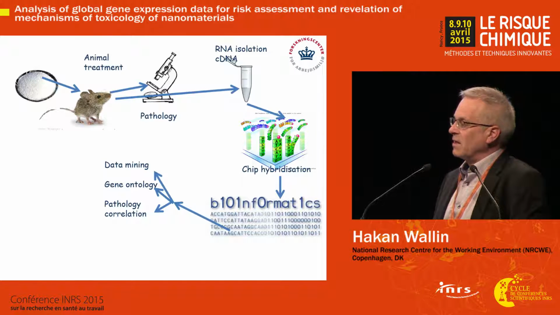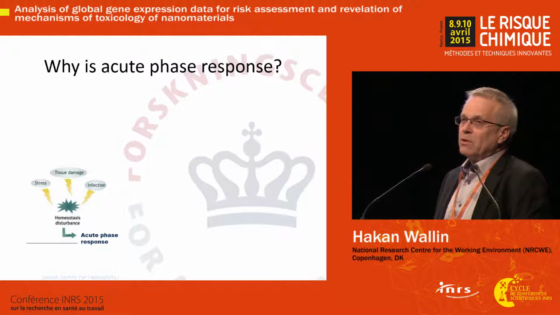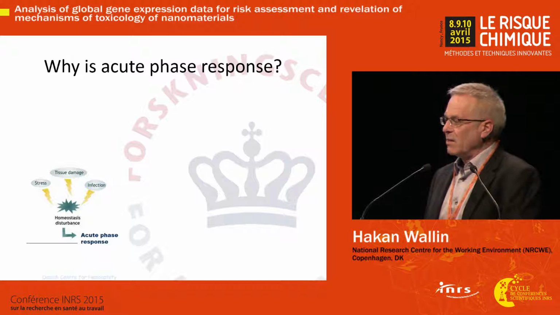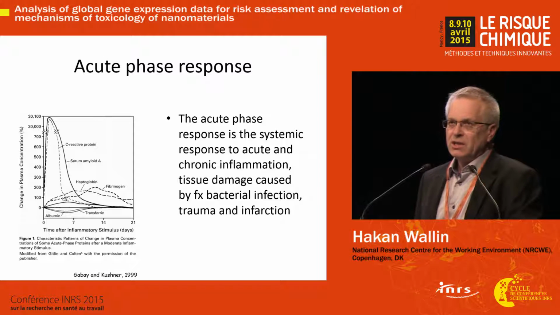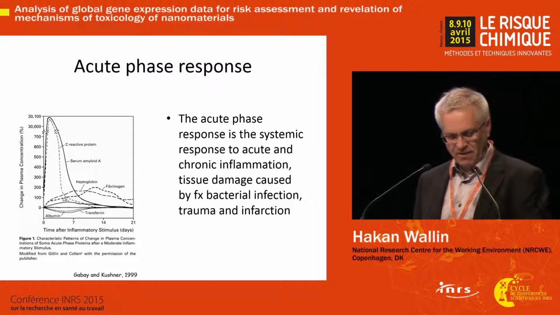So we have looked at histology and inflammation, genotoxicity, other endpoints, which in the end then you correlate with the gene expression pattern. So I'm going to talk about the acute phase response. And what is that? That is a physiological response in the body to infection and trauma. And it's reflected by a rapid change in some serum proteins. This is plasma proteins, which is the definition more or less.